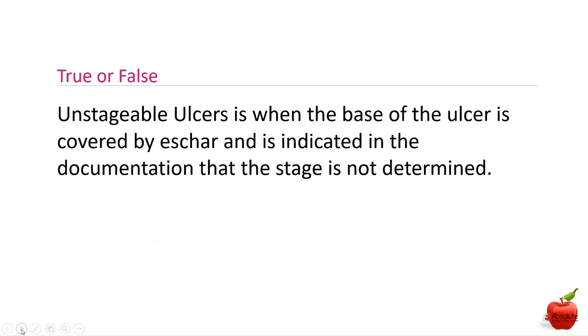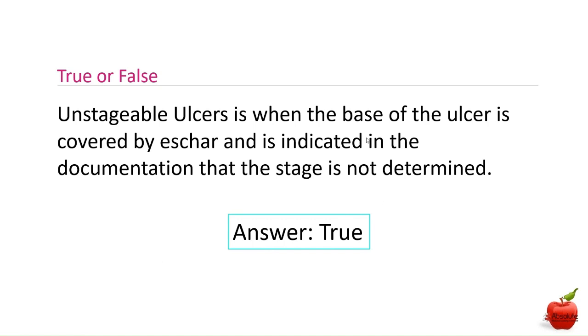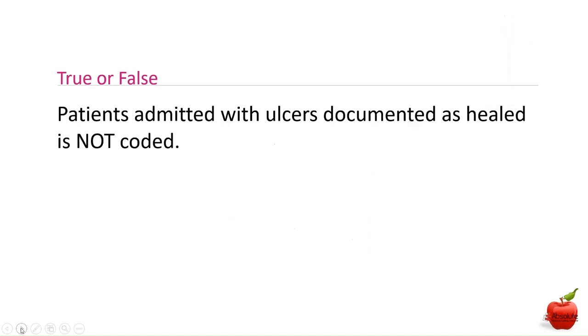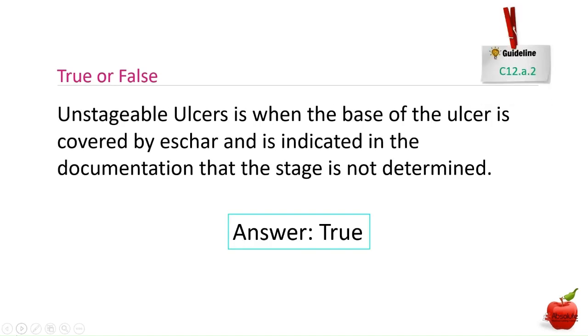And yes, the answer is going to be true. You all said it correctly. Unstable ulcer is when the base of the ulcer is covered by eschar and indicated in the documentation as stage not determined. That's when we go for unstable ulcer. And the guideline which we refer to is C12.82.